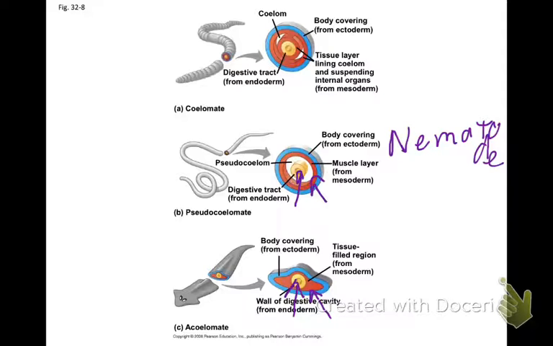Okay, then if we look at this earthworm cross-section at the top, you can see we have a tube within a tube sort of organization with the outer body wall and the inner tube formed by the digestive tract. And you can see in this case the entire coelom is lined with the mesodermal tissue diagrammed there in red.